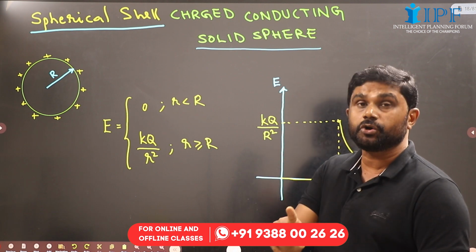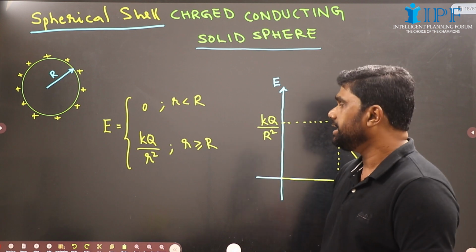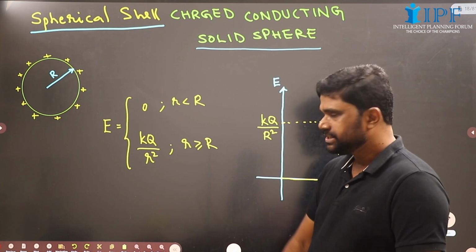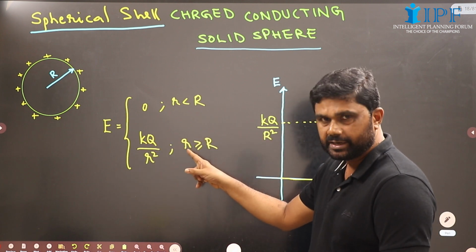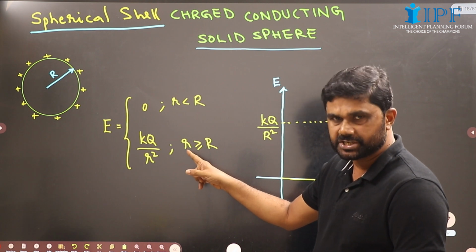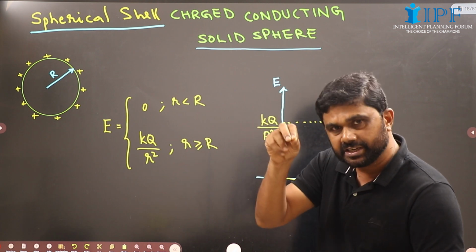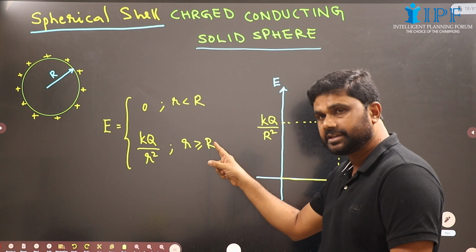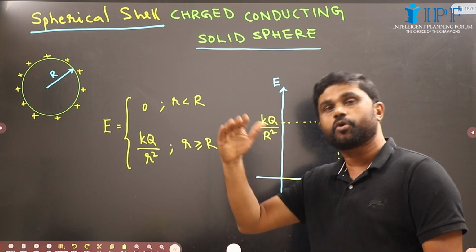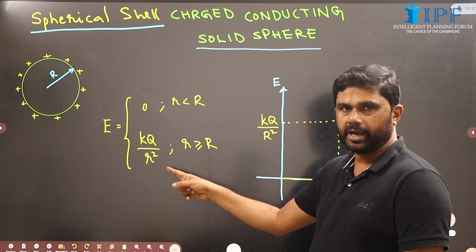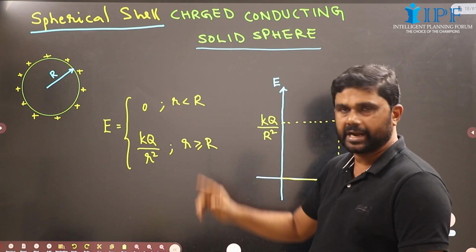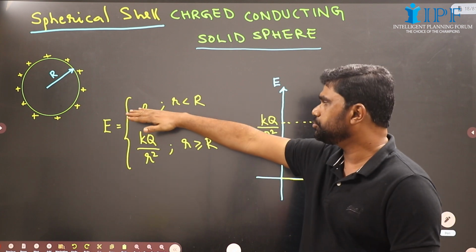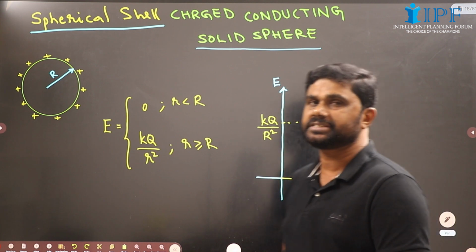Intensity of electric field is 0 inside the shell, and outside the shell the intensity of electric field is kq divided by r square. This is the expression when small r, the distance of the point of observation, means the point where we have to find the field, its distance from the center of the shell. If that distance is greater than or equal to capital R, means on the surface or outside, then we have to use this formula. If that distance is less than capital R, the radius of the shell, means the point of observation is inside, then the electric field is 0 inside it.